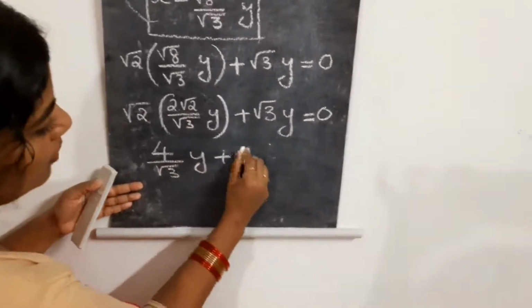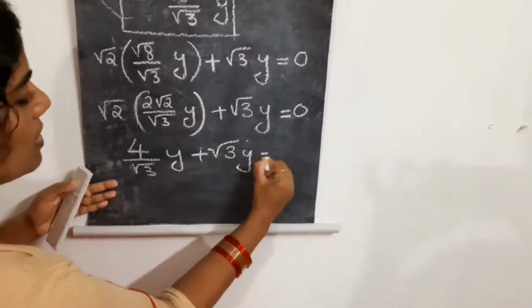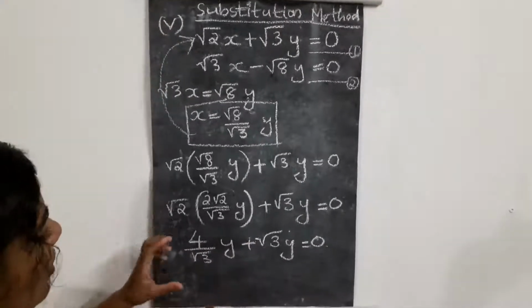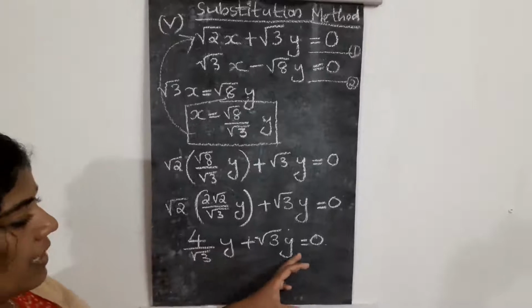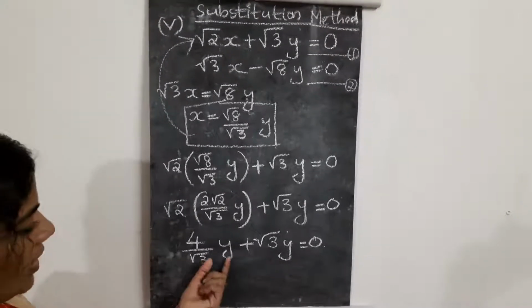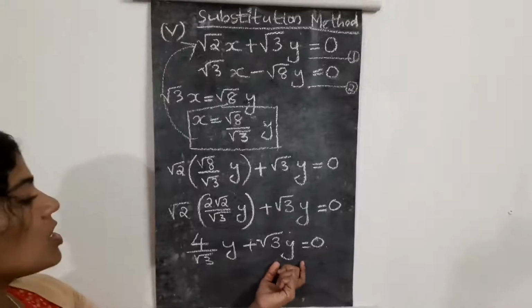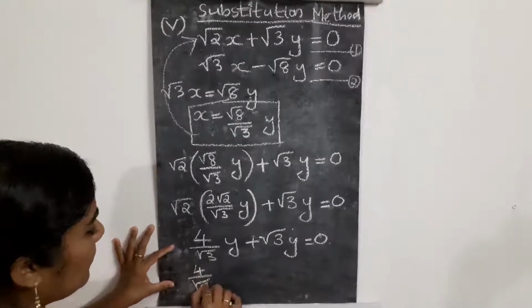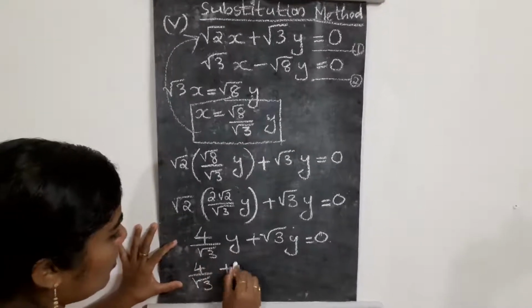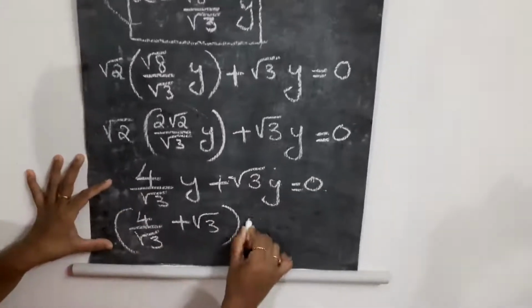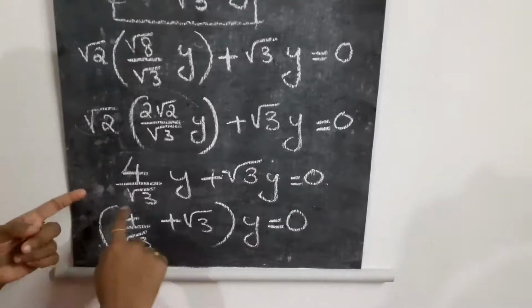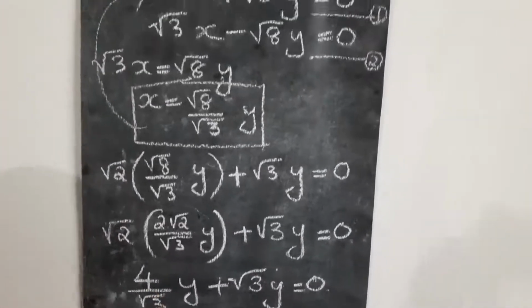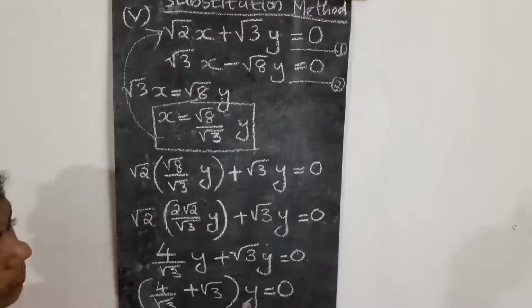Now plus root 3y equal to 6. Here we got our equation. Now it will be 4 by root 3y plus root 3y equal to 0. You can see y is there here, and y is there here also, so we can take y as common. We can write from this equation 4 by root 3y plus root 3y equal to 0 as 4 by root 3 plus root 3, with y common, equal to 0.